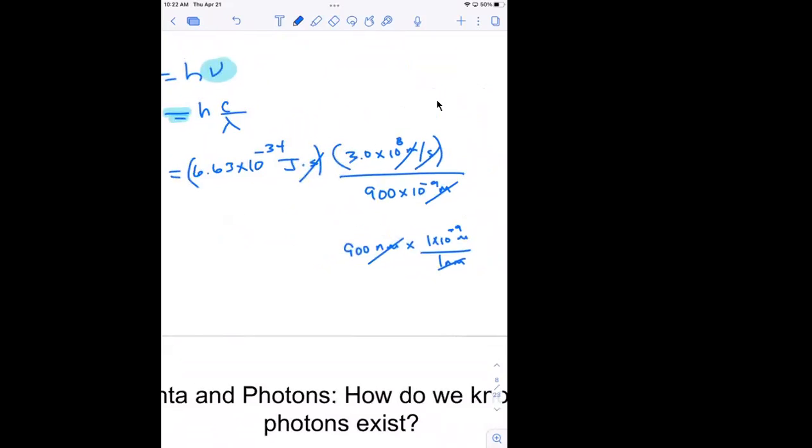Let's see if I can. So 6.63. Where's my exponent? Hold up. 6.